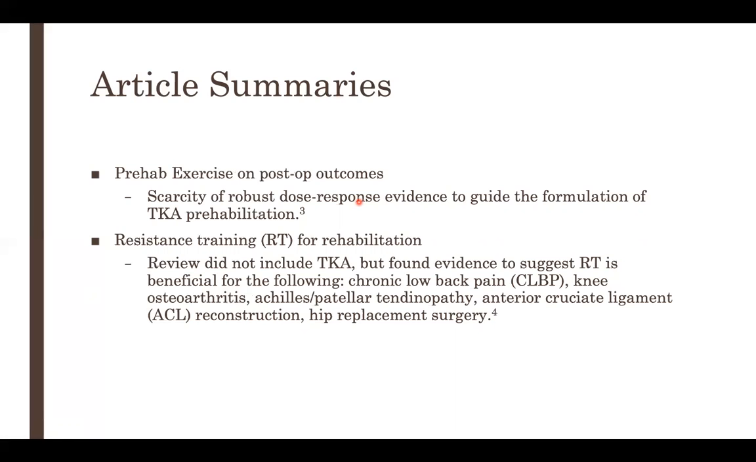And the fourth systematic review was done on resistance training for rehabilitation, but this didn't include total knee arthroplasty. It included chronic low back pain, knee OA, Achilles and patellar tendinopathy, anterior cruciate ligament reconstruction, and hip replacement surgery. And they found that resistance training is beneficial for these populations.